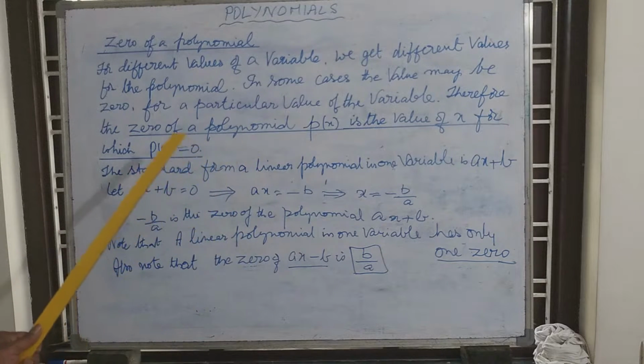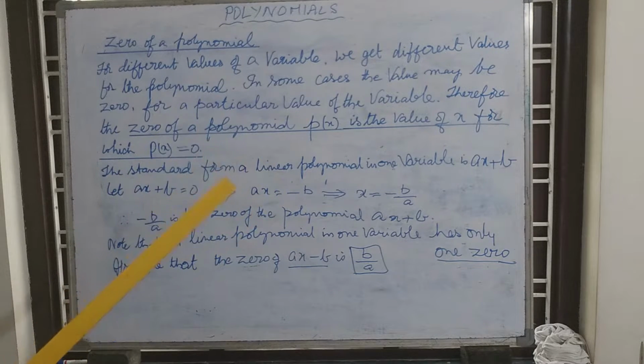See, in every polynomial, for a particular value of x, the value of p(x) may be 0. That particular value is called the zero of the polynomial.